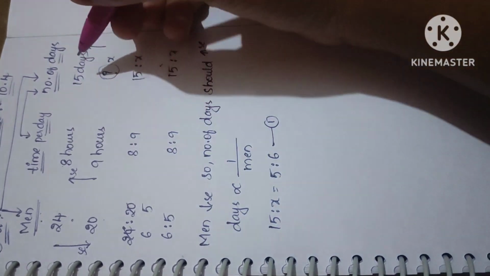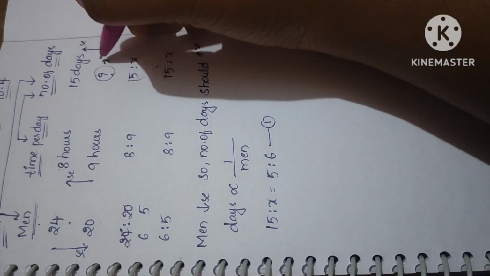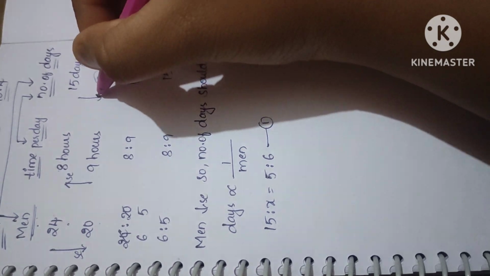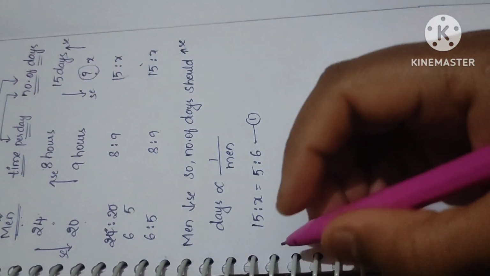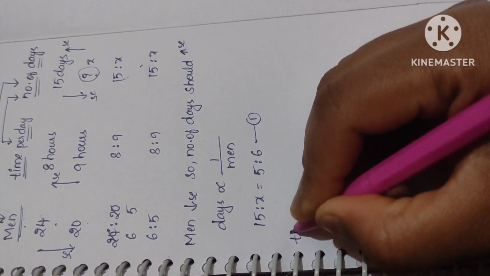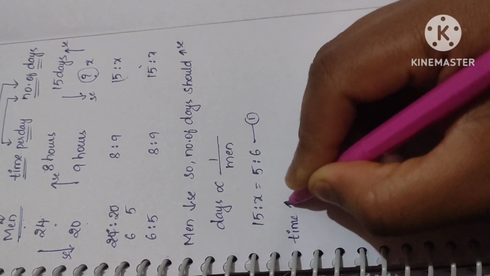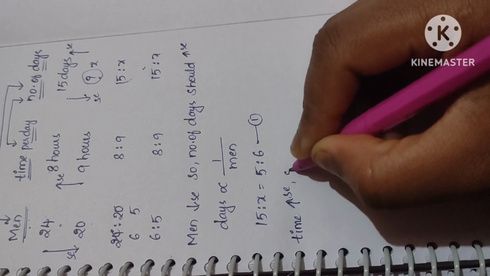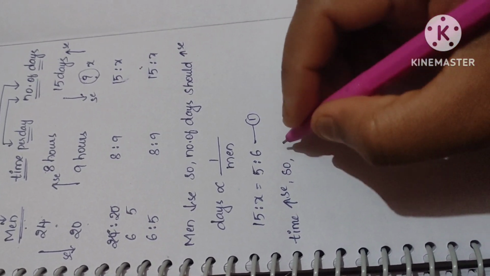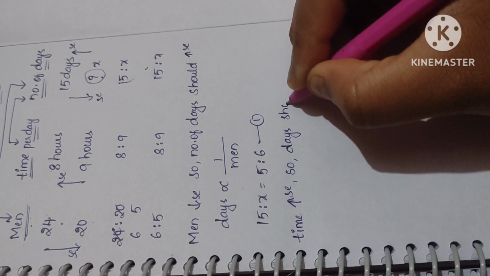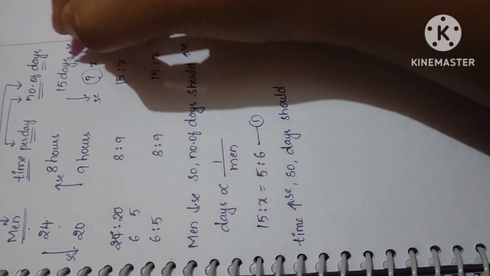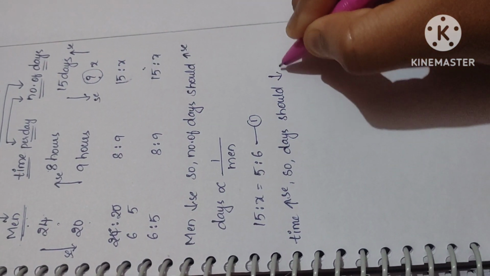Next, we have to see time per day. We have to compare with number of days. Here, time per day increases from 8 hours to 9 hours, so number of days should decrease. Obviously, if working hours increase, the work is completed in fewer days. So time increases, number of days decrease. We can write here: time increases, so days should decrease.